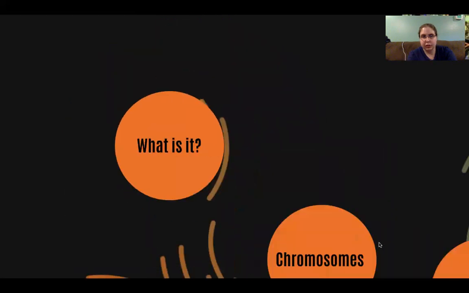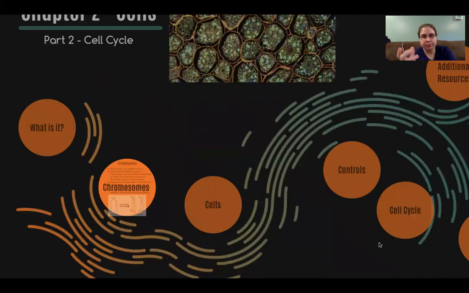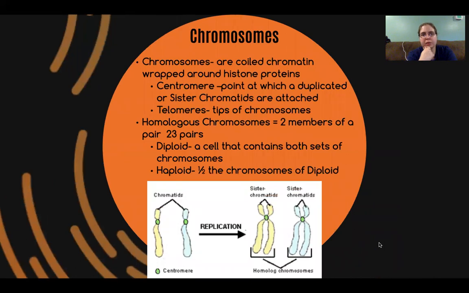So let's continue talking about this. I mentioned chromosomes. Chromosomes are coiled chromatin wrapped around histone protein. So what we've done is we've taken the entire DNA, all the chromatin, and we've chunked it and wrapped it into these chromosome forms. At the center is something called a centromere.